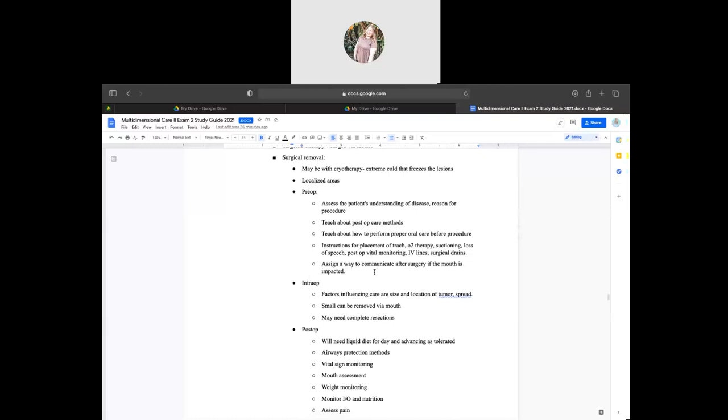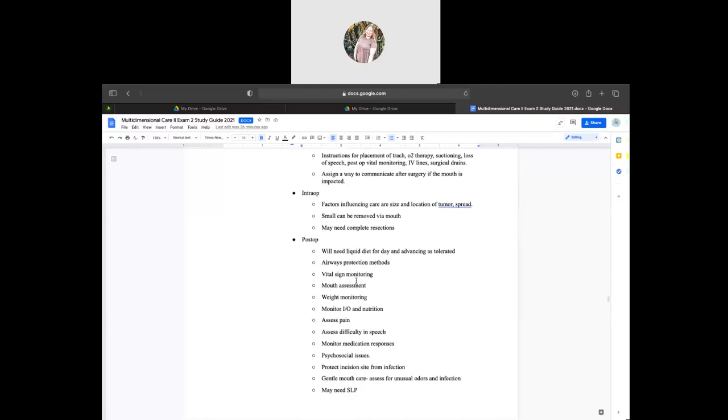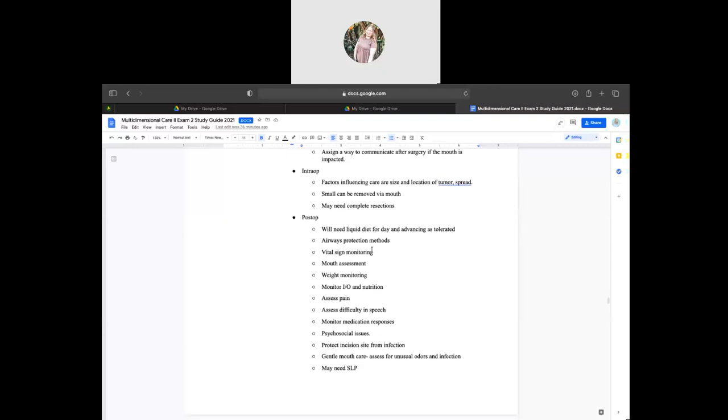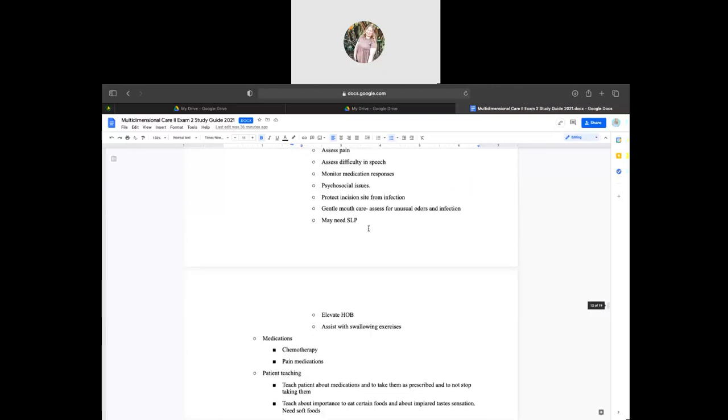We want to make sure that there's different ways that we can remove the tumors. Remember, they might need a liquid diet for a day. Definitely airway is the number one. They're going to need vitals in the post-op procedure, weight monitoring, I&O, pain, difficulty in speech. May need an SLP with swallow studies.